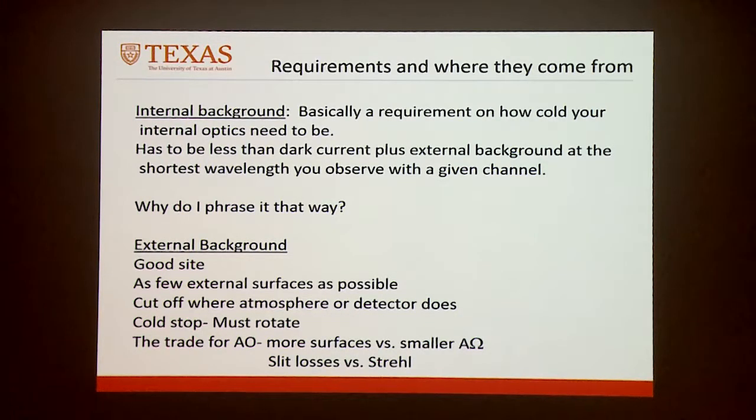So this seems kind of odd. The thermal background outside is small. Why did I say it this way? This is a tricky question.